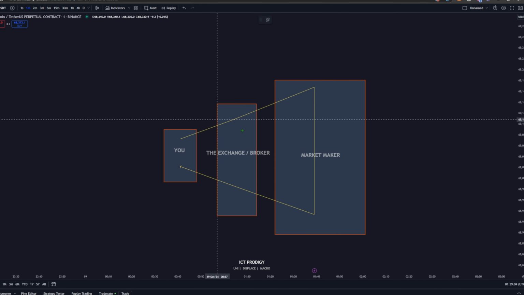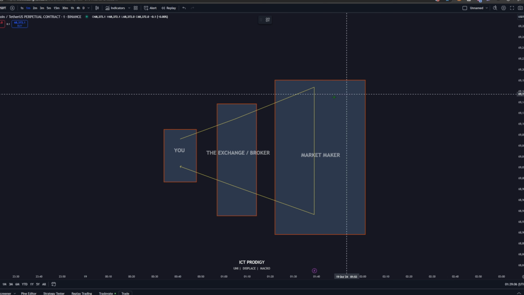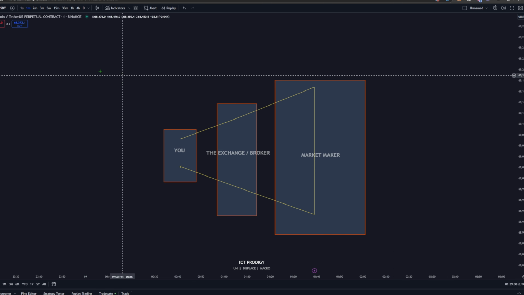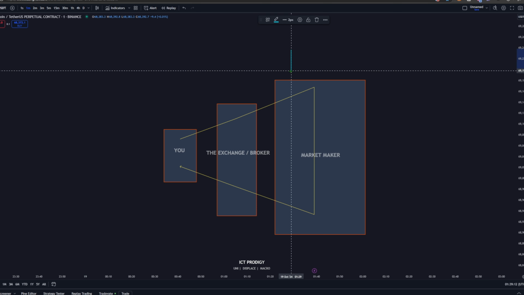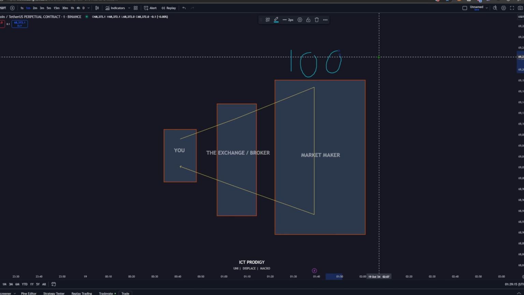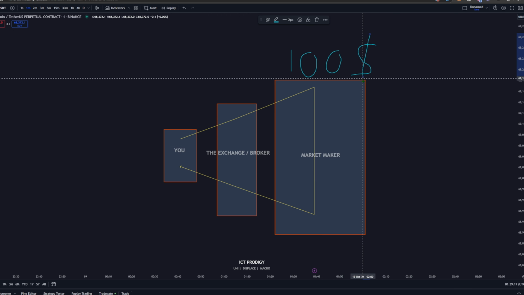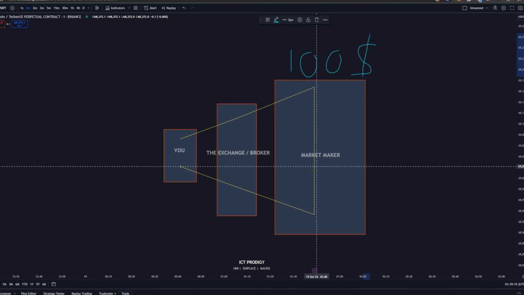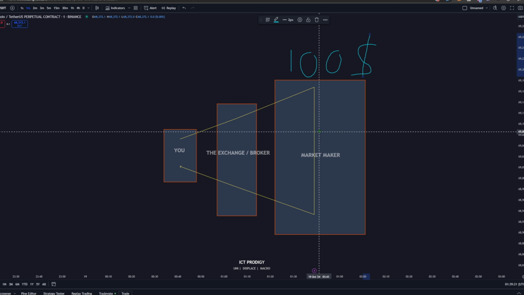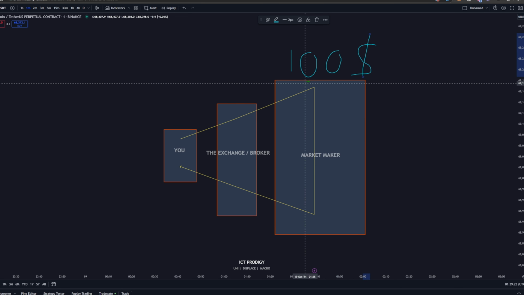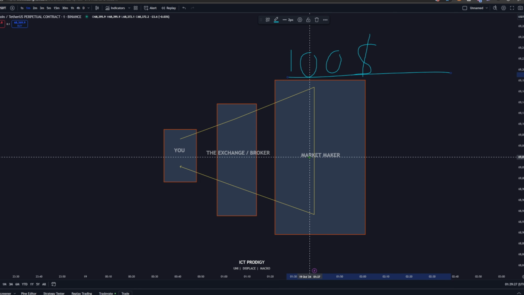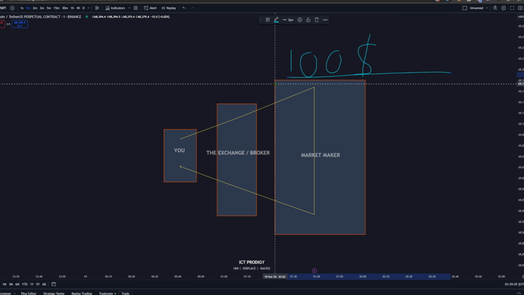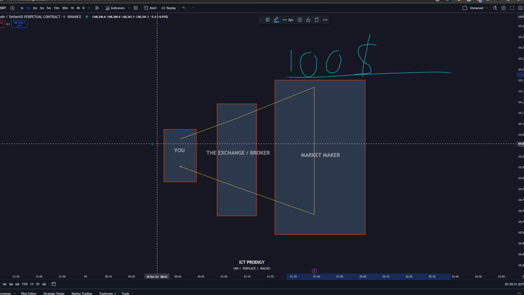So this is the best way I can try and explain it to you. Say you're up $100. If you're up $100, you are taking it away from the market maker, okay? So the market maker loses. Your position's up $100, you close your position, so it's closed. The market maker then has to sell your contract, give you the difference, and that's how you pocket the money, okay?